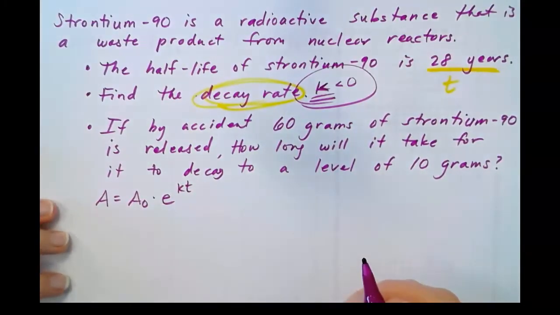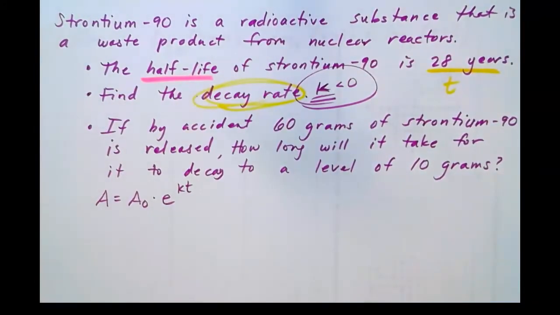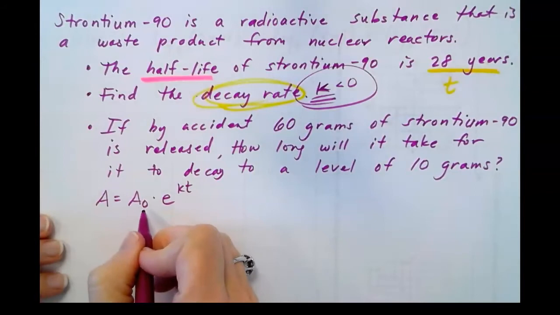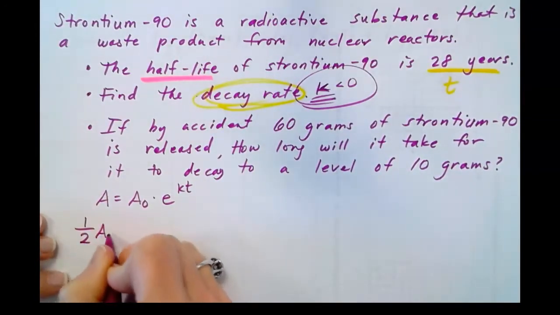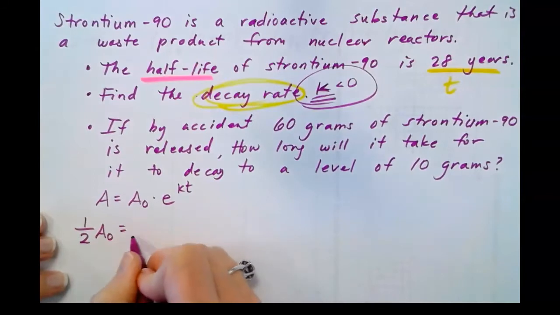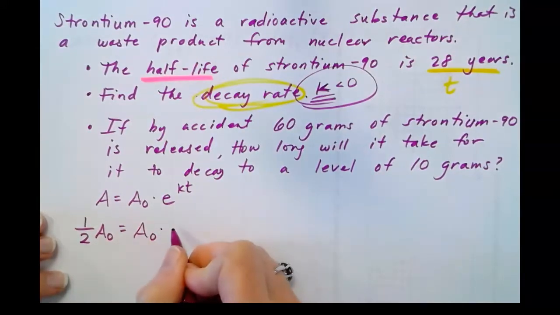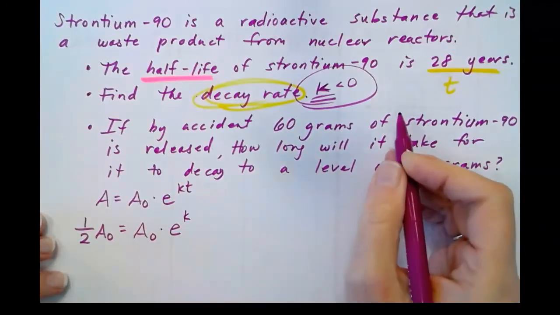So let's start plugging in what we know. First of all, remember, this is half-life. Half-life is indicating that half of the substance will remain after 28 years. So if A sub O is the initial amount and I only need half of it, then I'm going to replace A with 1/2 times A sub O equals A sub O times E to the K, which is our unknown, times T.